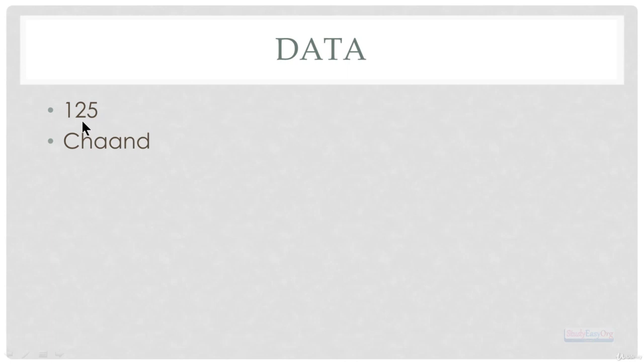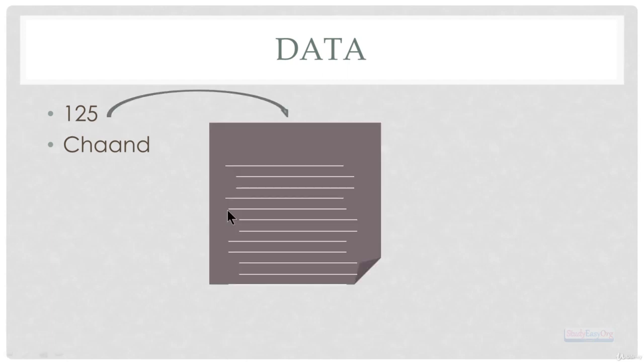125 is a data, a simple number, we haven't processed it. Whereas we also have another data set which is Chand, and this is nothing but my name, and again we haven't processed my name. And for example, we have a program which needs this 125 number in order to use it for some processing purposes.